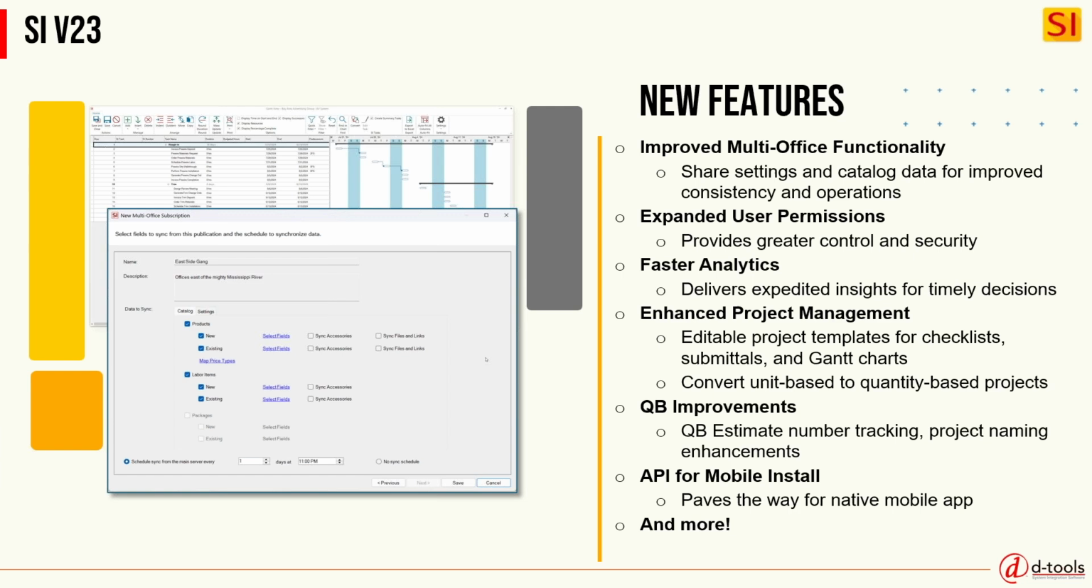Some of the highlighted features that we're going to talk about today include improved multi-office functionality, and this really enables shared settings and catalog data across companies that have multiple offices. This really helps streamline operations across locations. It helps ensure consistency in pricing, in product data, and overall workflows, ideal for growing, scaling, or distributed teams.